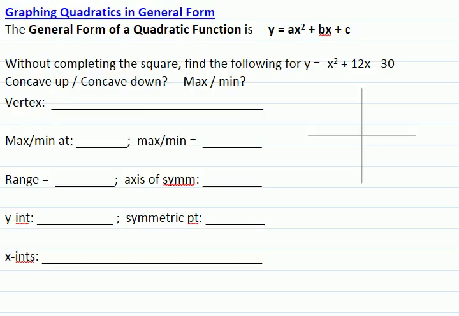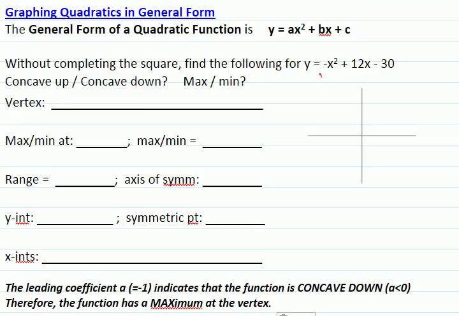This is a video on graphing quadratics in general form without completing the square. The first question we need to answer is whether a given quadratic, negative x squared plus 12x minus 30, is concave up or down and has a maximum or a minimum.